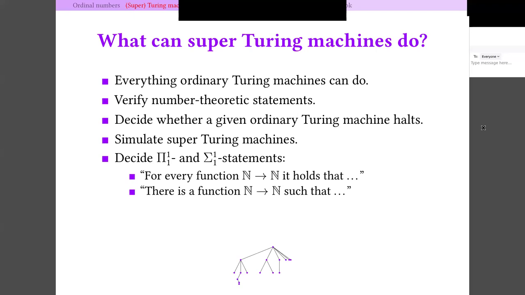By enumeration, I mean the following. We have a function f, and the outputs of that function are functions from N to N, in such a way that every function from N to N is contained in the range of that function. So every function from N to N occurs as the value of f at some appropriate input. That would be an enumeration.